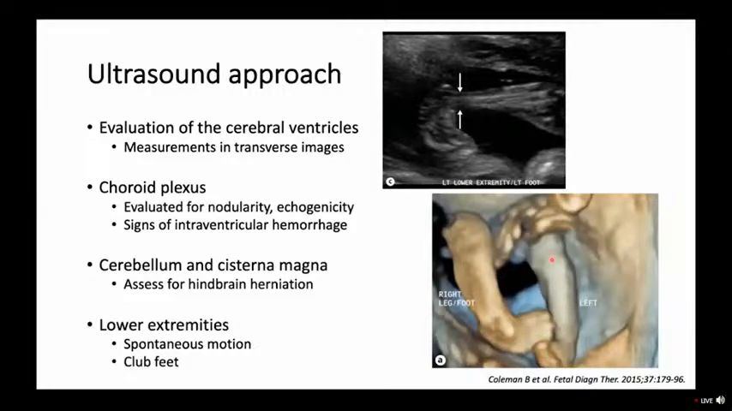You can see some bleeding in the brain, some echogenicity, nodularity in the choroid plexus. We should always try to document spontaneous movement. Is the baby moving upper and lower extremities? Document that in your report. Look for spina bifida if you see club feet. Look for spina bifida if you see ventriculomegaly.